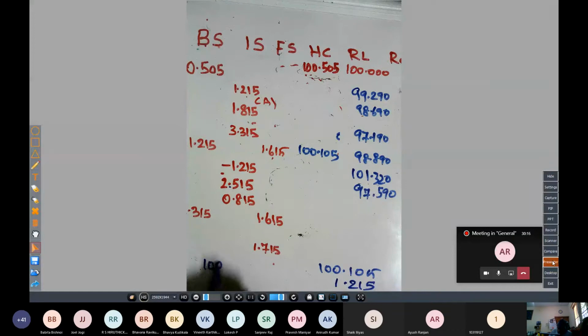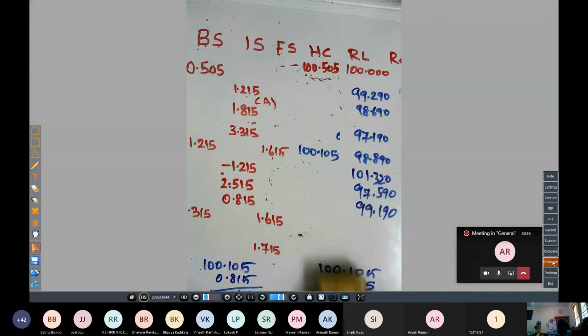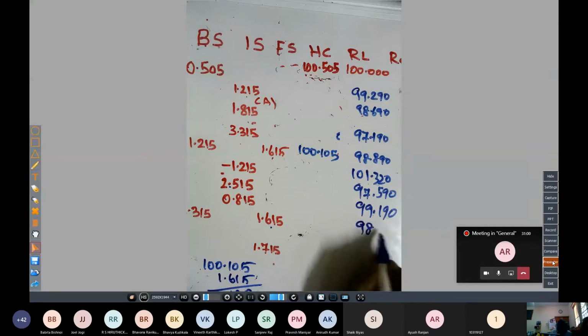So 100.105 minus 0.915 is 99.190. What is the next one corresponding to this? 100.105 minus 1.615 is 98.490. Do you get that?